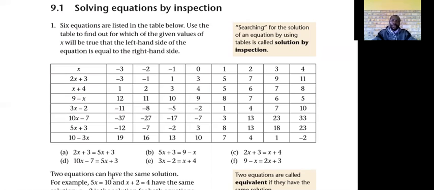what would be the solution that would ensure that the left-hand side of A, because in A on the left-hand side we have what? 2x plus 3, and on the right-hand side what do we have? We have 5x plus 3. So what value of x would ensure that what we get on the left-hand side is the same as what we have on the right-hand side?